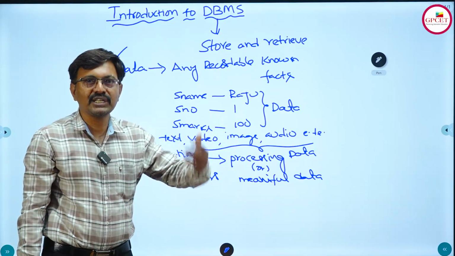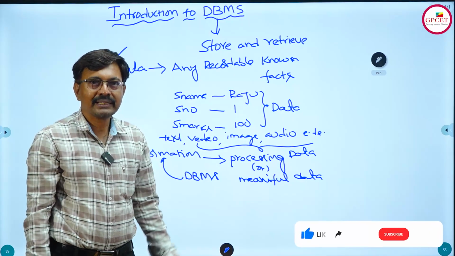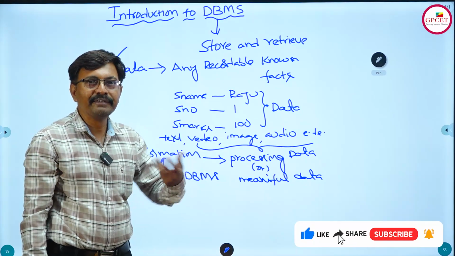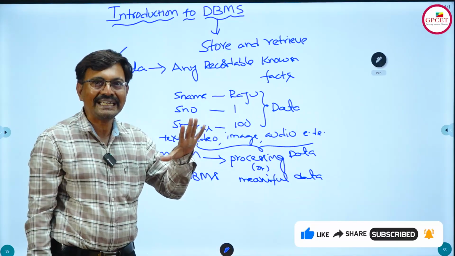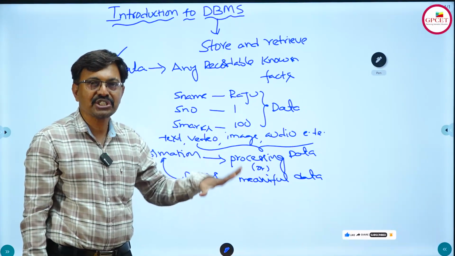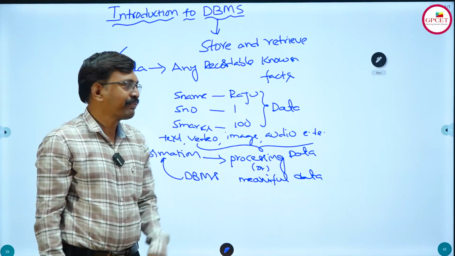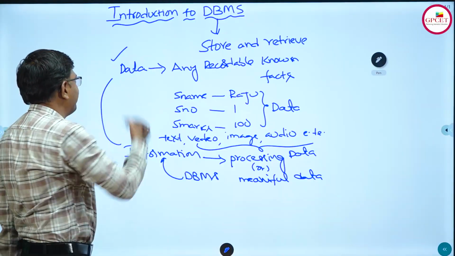Suppose you want to search for data structure videos. Millions of videos are available, but out of those millions of videos we choose only data structure. These data structure videos are information. That is nothing but data and information.